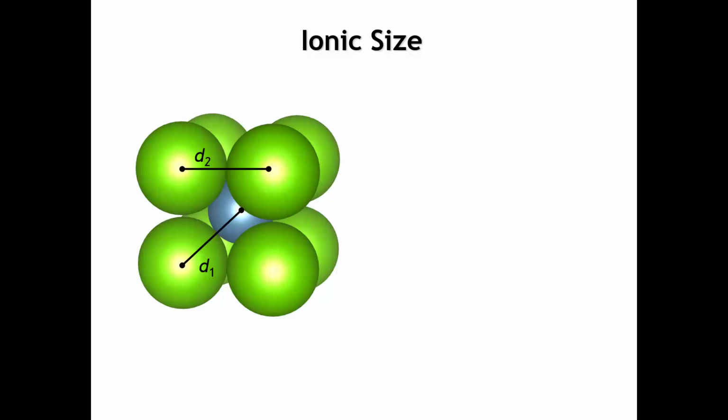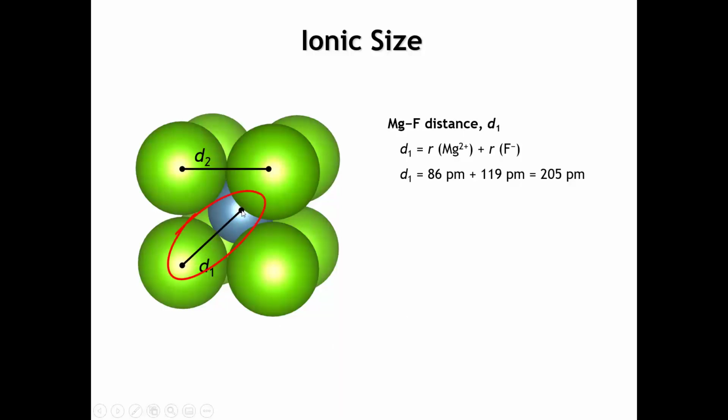Now, if we were to take a cation and put it into a cube of anions, as I show here, as you have in the fluoride structure, there's a couple of distances we can get from simple trigonometry. So the distance from the center of the cation to the center of the anion, here d1. If we make the cation magnesium and the anion fluoride, that distance is just 205 picometers.